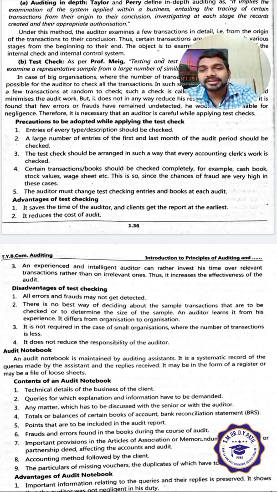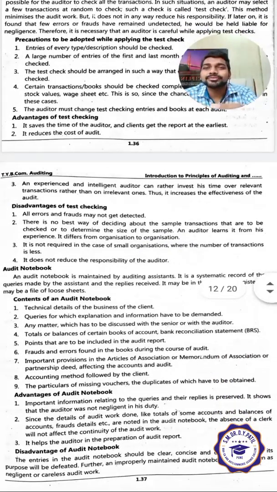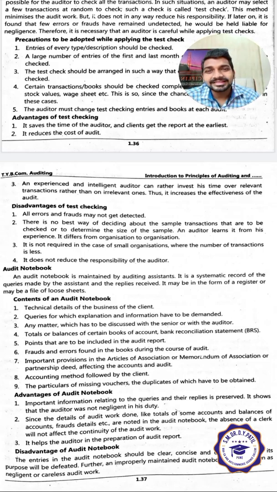And the advantages of test checking are: it saves time of the auditor, and clients get the report at the earliest. It reduces the cost of audit. An experienced and intelligent auditor can invest his time over relevant transactions rather than on irrelevant ones. Thus, it increases the effectiveness of the audit.